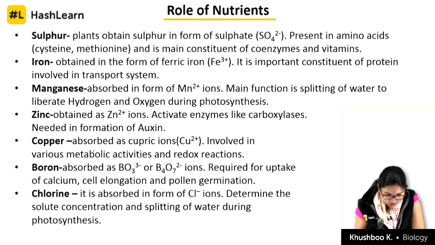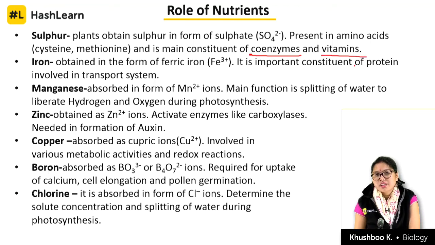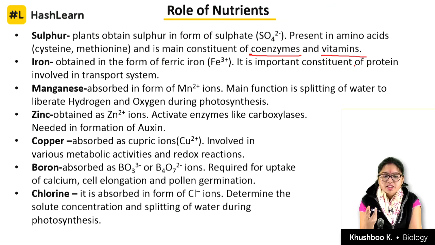Next is sulfur, and it is a main constituent of coenzymes and vitamins. So coenzymes और vitamins का भी this is a main constituent, and also like some plants, the pungent smell of garlic, okay, it is because of the sulfur present in that, or in onion also it's the sulfur.